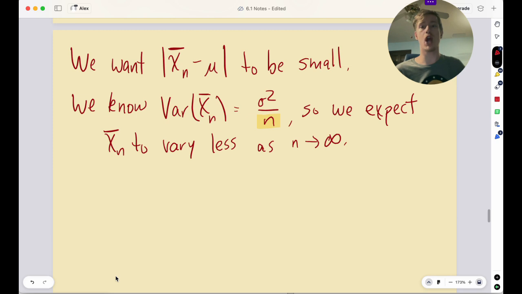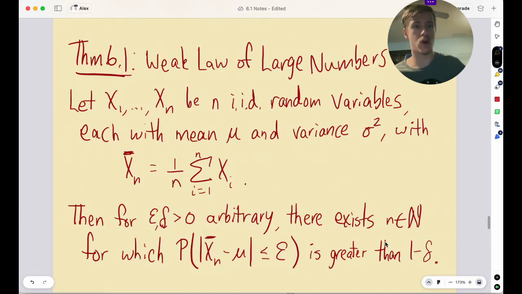And the thing that's going to show us that the sample mean converges with the population mean is the law of large numbers. Okay, so let's go ahead and state it as a theorem. Theorem 6.1 is going to be the weak law of large numbers.